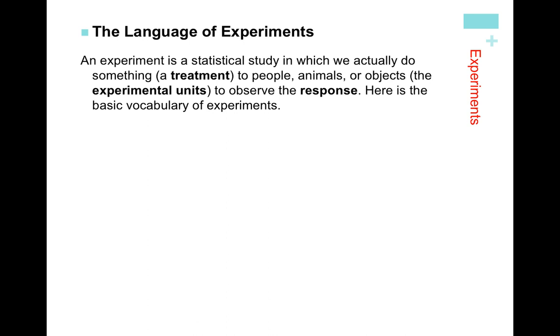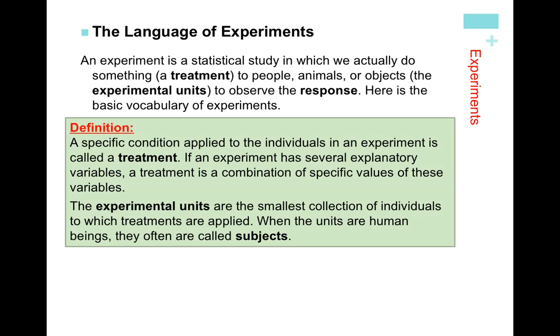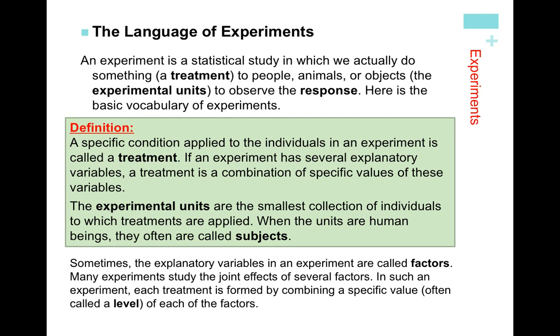So we have the vocabulary term of treatment. The treatment is the condition that's applied to the individuals. And then the experimental units are the individuals that are in the experiment. If we're looking at humans, usually we call those experimental units subjects, but just know that those terms are interchangeable. Sometimes we call the explanatory variables factors, and then sometimes we talk about levels. Levels might be the different values of those factors.